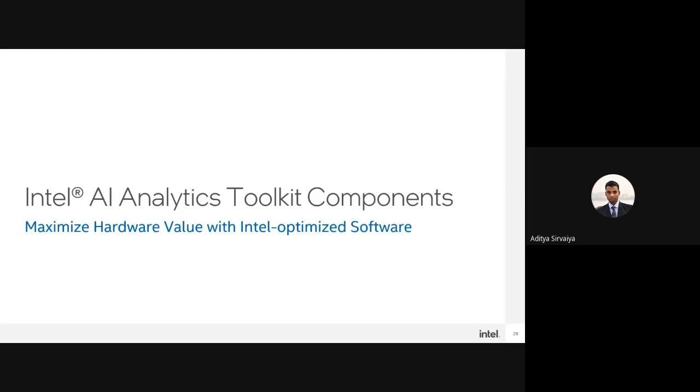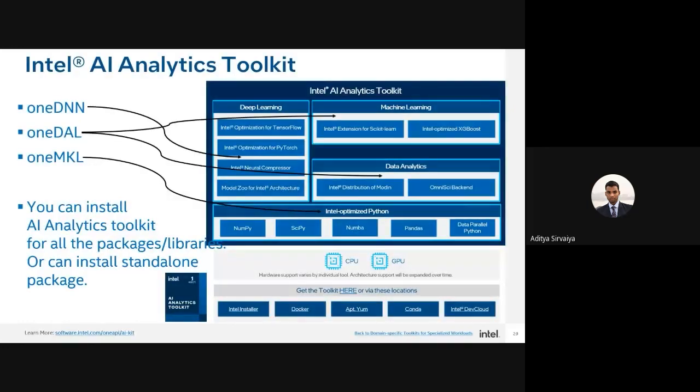So let me start with the components of this AI analytics toolkit. First, again, I want to highlight the AI analytics toolkit. It has all the important frameworks and libraries with optimized versions or extensions. So you can see oneDNN is optimizing your deep learning frameworks. OneMKL is optimizing your Intel Python, and oneDAL is optimizing your machine learning and data analytics libraries. So all these are there.